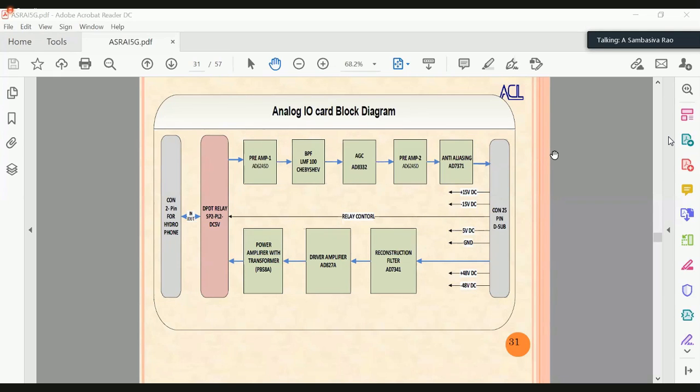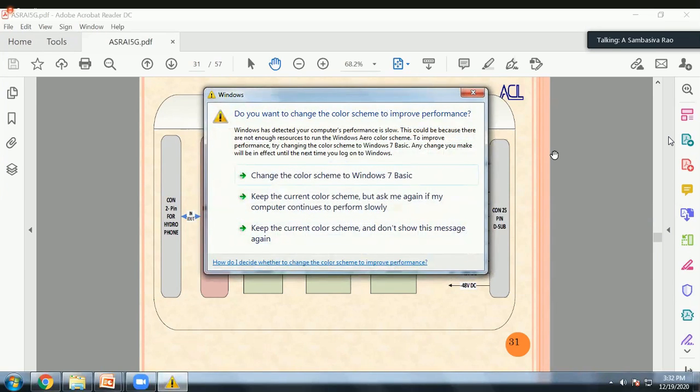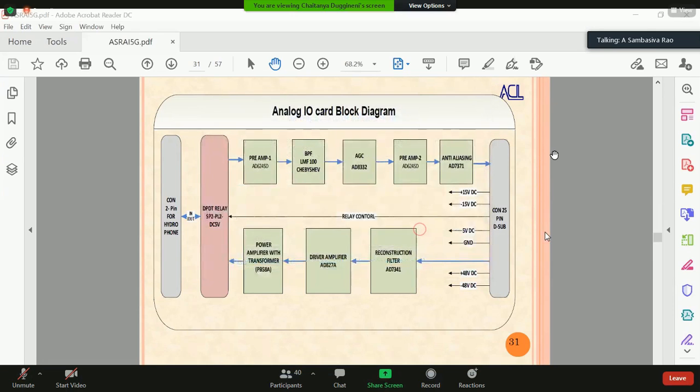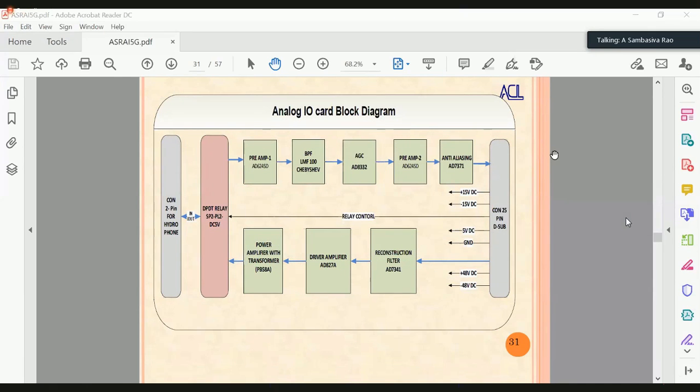Transmitting chain: reconstruction filter. This comes from the digital to analog converter. After my programming of the particular data, it will be given to the D to A, digital to analog converter. So a reconstruction filter is required. Then the driver amplifier, because I have to drive the power amplifier. I need a driver for the power amplifier. This is the AD827 and the power amplifier.